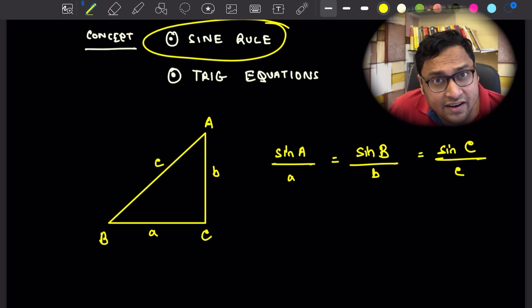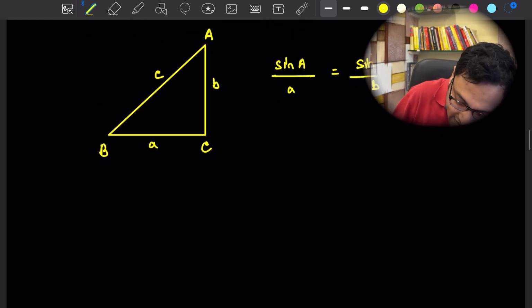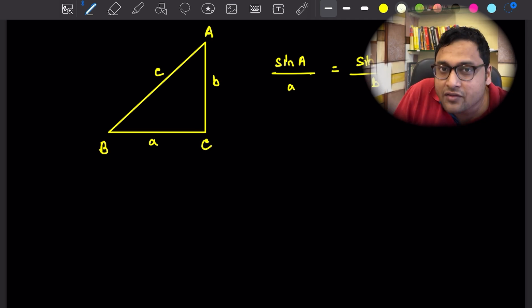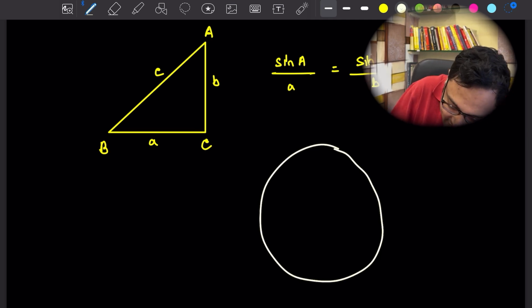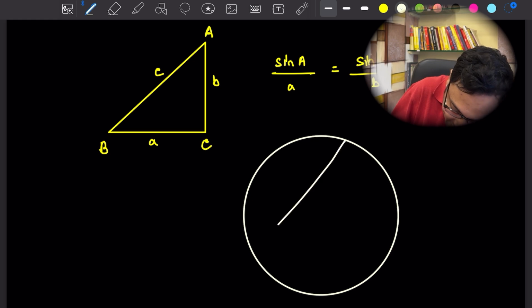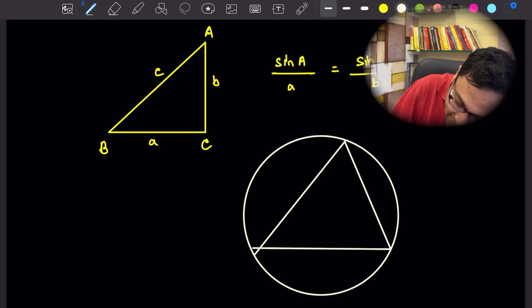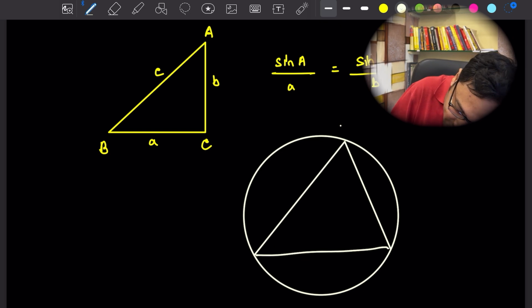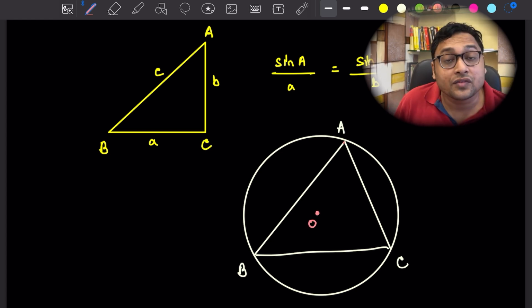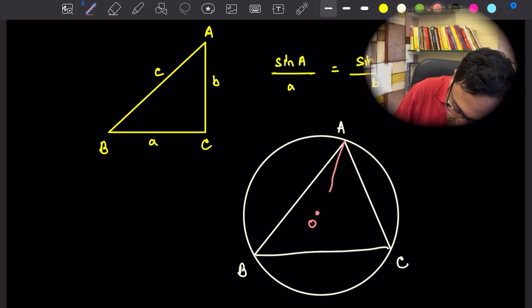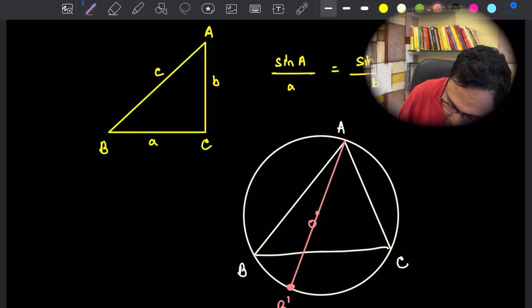How can you prove the sine rule? Well, there are many ways of doing it. I'll give you a very quick review of that. Take the circumcircle of the triangle ABC. Let's suppose we have O as the center of the circle. There is a construction. We will join AO and produce it to meet the circumference at B prime.